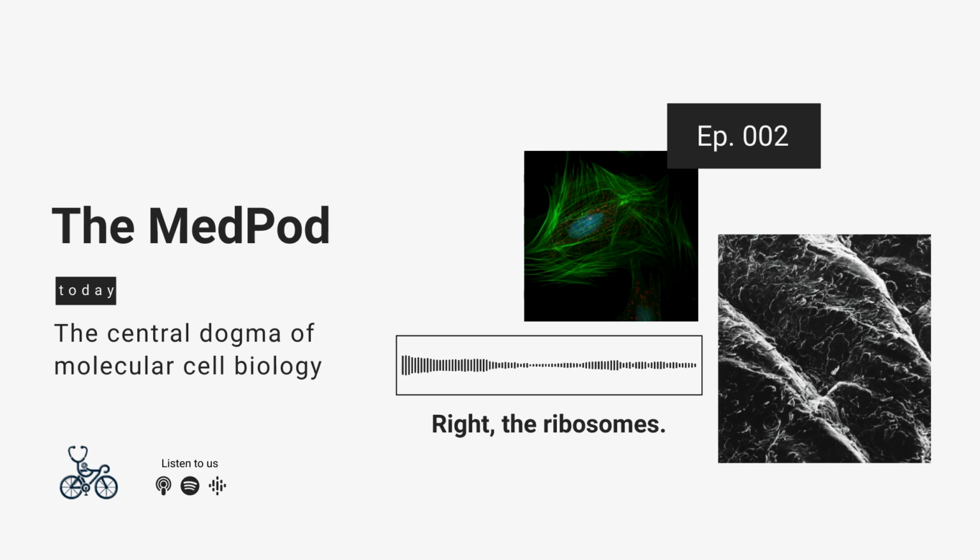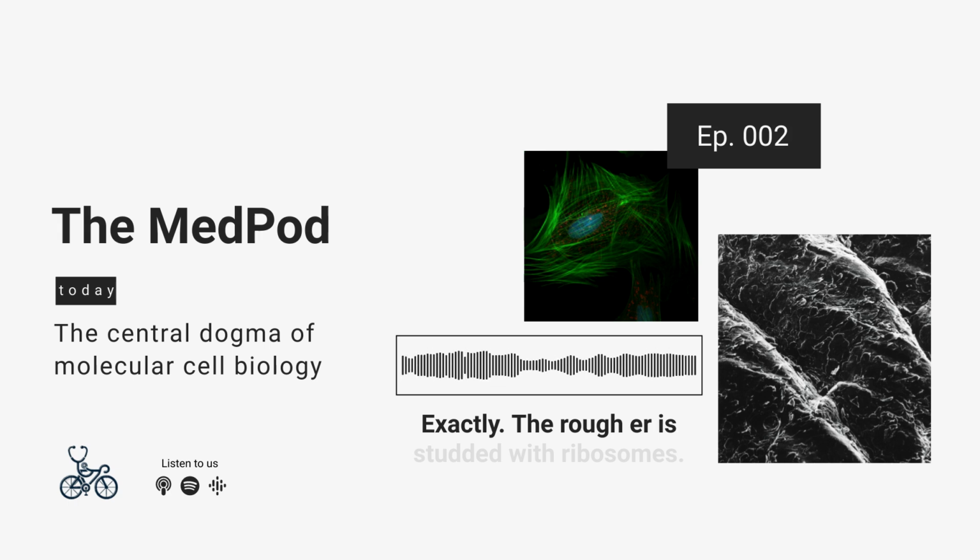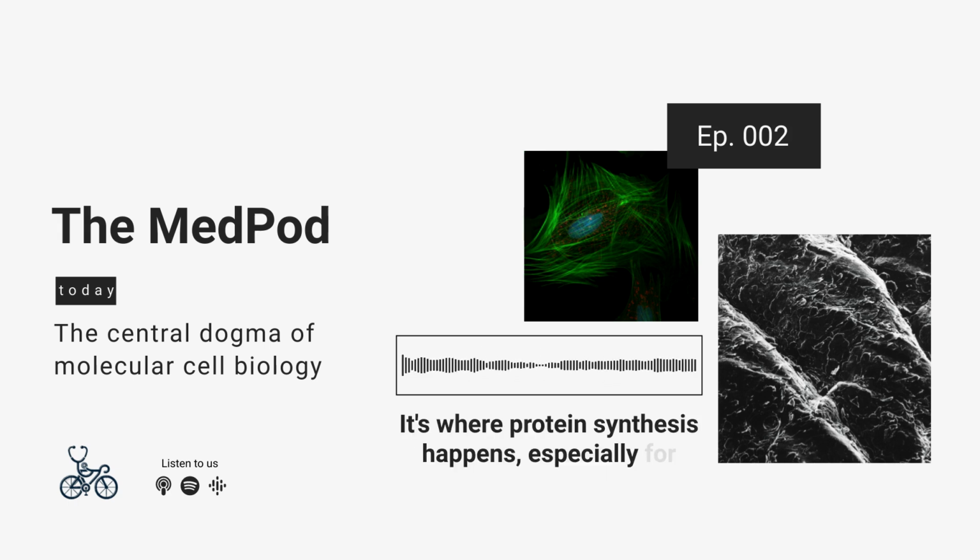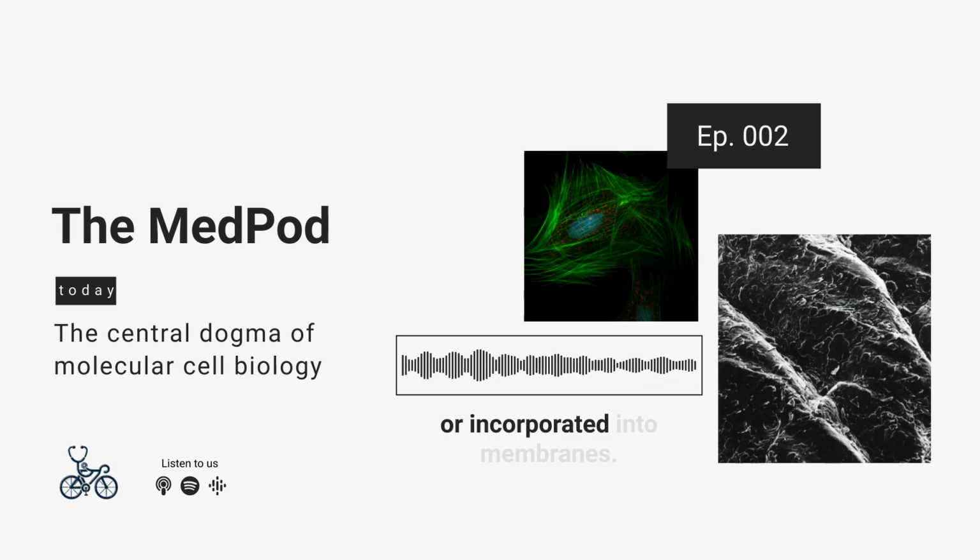Right, the ribosomes. So is that what makes the rough ER rough? Exactly. The rough ER is studded with ribosomes. It's where protein synthesis happens, especially for proteins that are going to be secreted from the cell or incorporated into membranes. So the rough ER is the factory churning out these essential proteins.